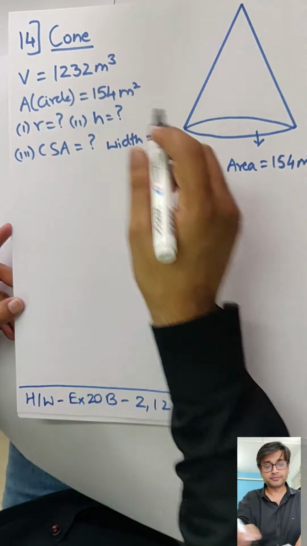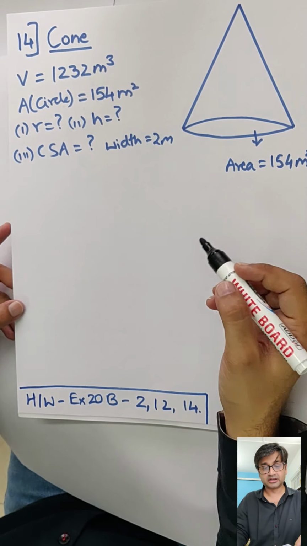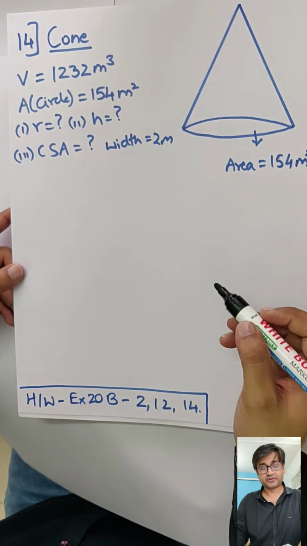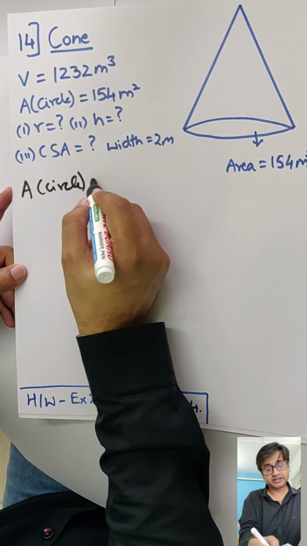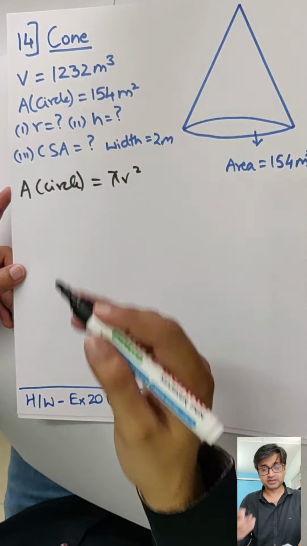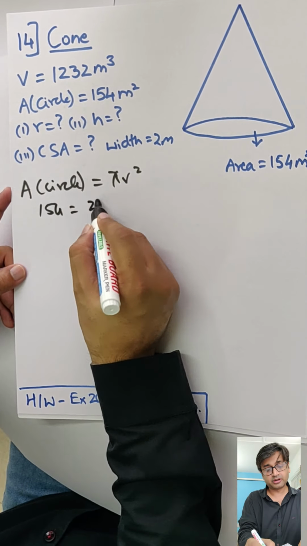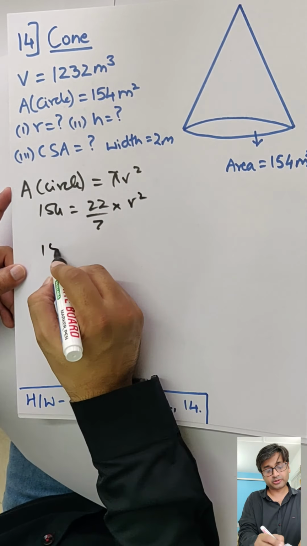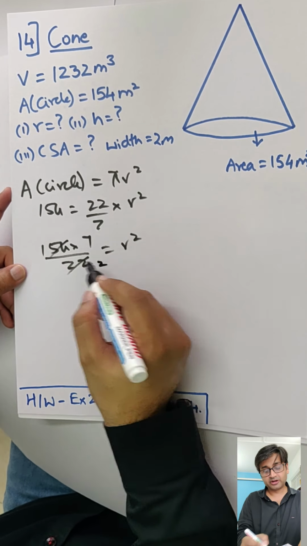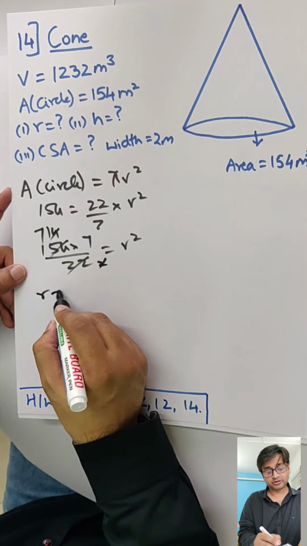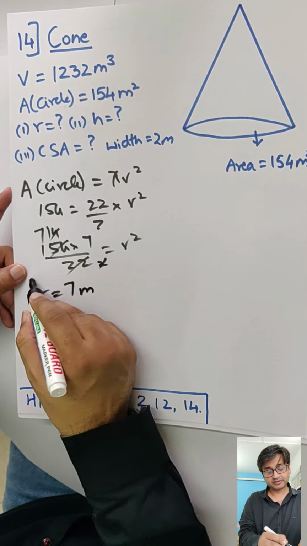Last question, 14. You've been given the cone's volume and the area of the circle. Find the radius, height and curved surface area. So first let's get the area of the circle, pi r square. That will help us get our radius. So 154, 22 by 7 into r square. So 154, 7 by 22 r square. So 11 2s are 22, 14s are 98... so the radius becomes 7 meters.